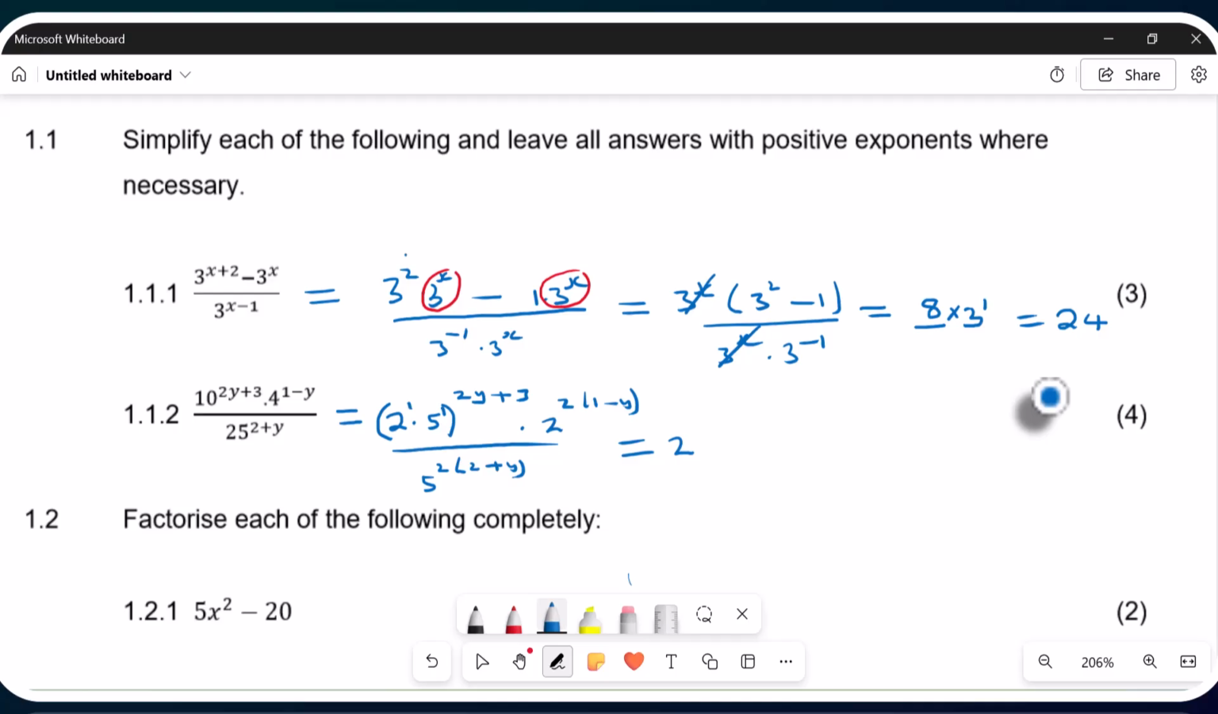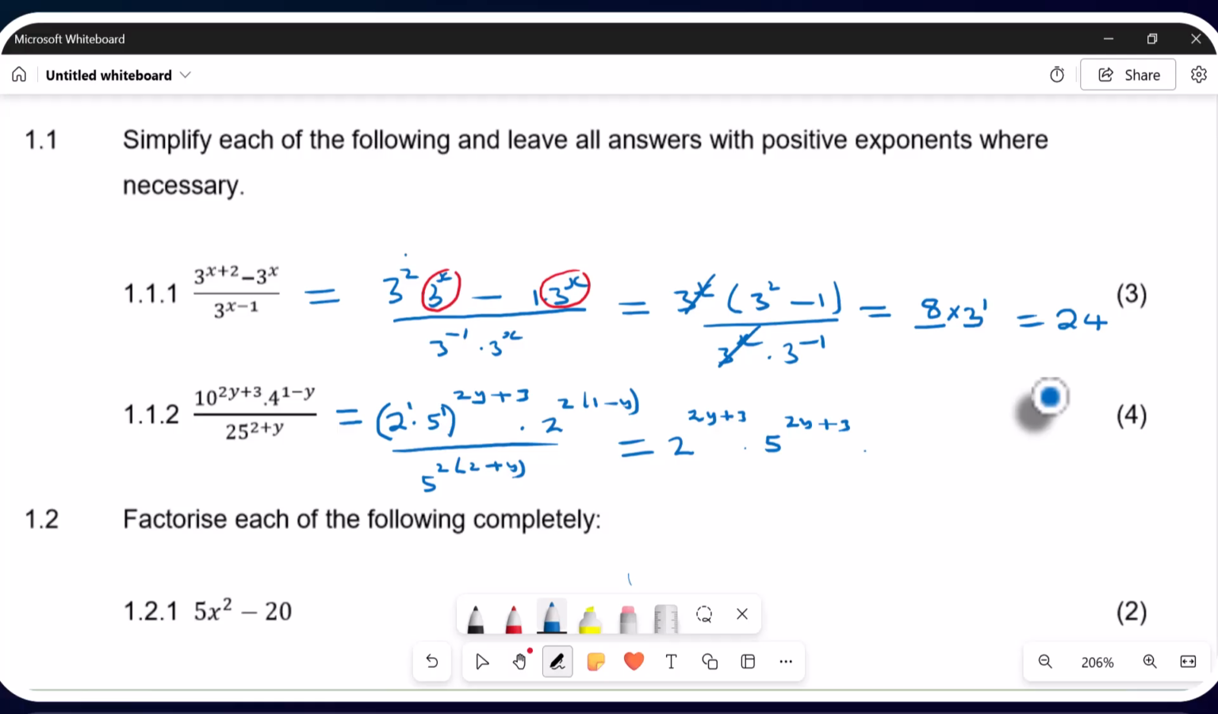I'm going to open brackets on the exponent. I'm going to say 2 power 2 times negative y, which gives us minus 2y, right? So divided by, now here I'm going to say again 5. Now 2 times 2 gives us a 4, 2 times y gives us a 2y, okay?